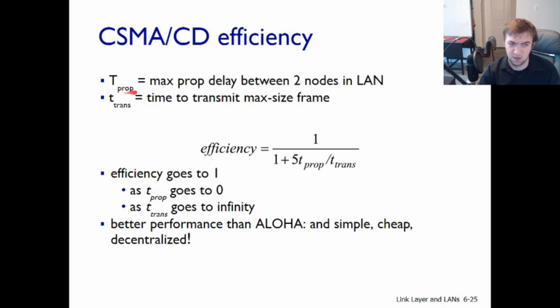Well, if we have t sub prop to be the max propagation delay between two nodes, and t sub trans to be the time to transmit the max size frames, then our efficiency is 1 over 1 plus 5 times t prop over t trans. So the efficiency goes up as the propagation delay goes to 0, and efficiency goes up as the time to transmit goes to infinity. So this has better performance than Aloha. It's simple, it's cheap, and it's decentralized, all things that we want in our ideal random access protocol.